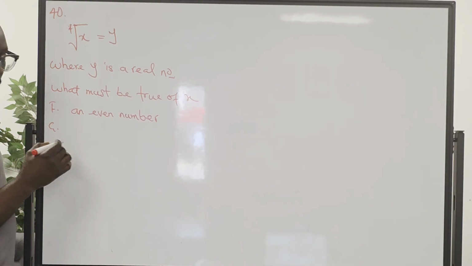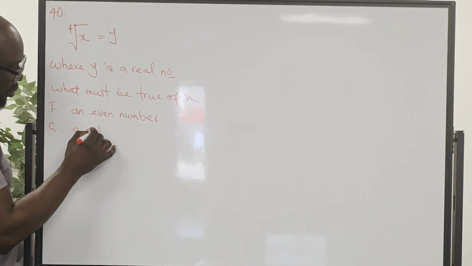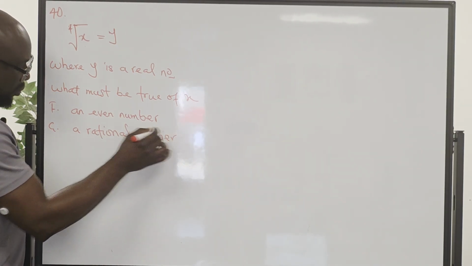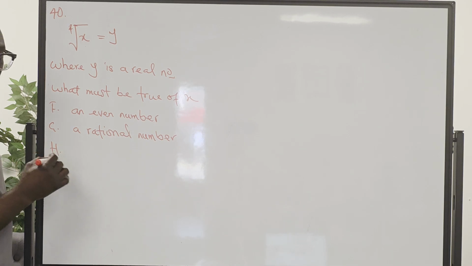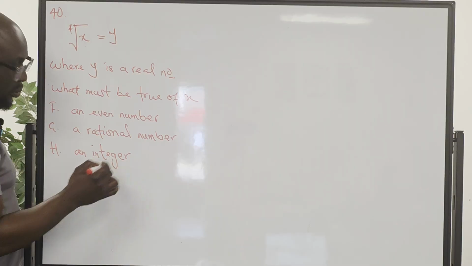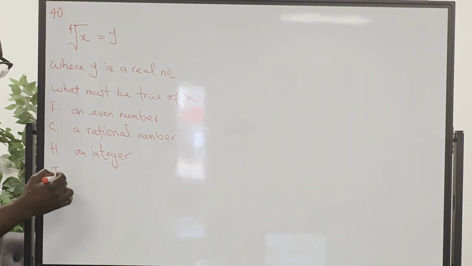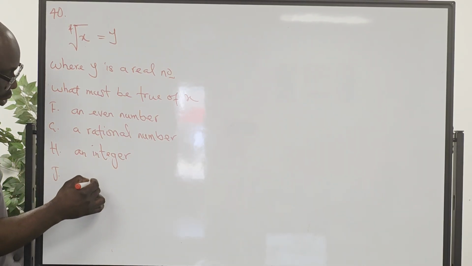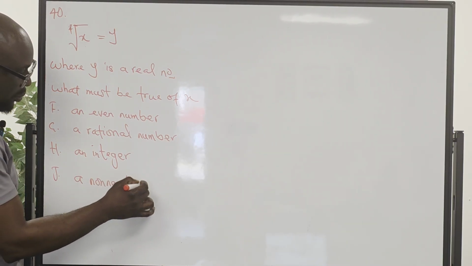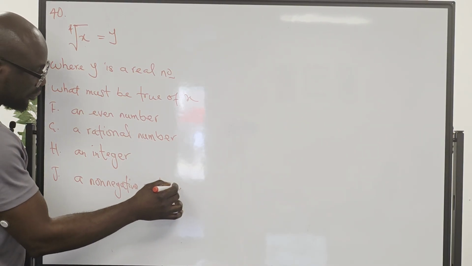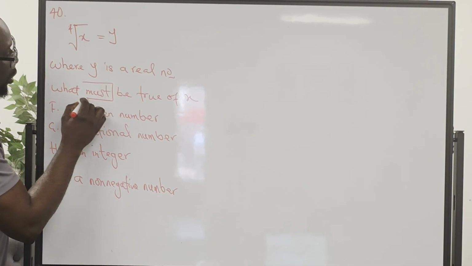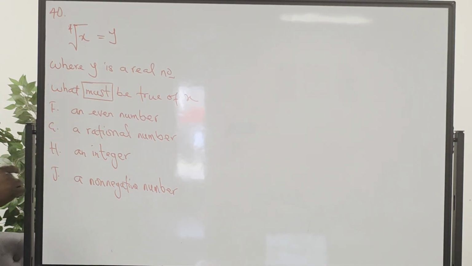G, they said x is a rational number. H says x is an integer. And then J says x is a non-negative number. In the question, they said what must, and this must was in bold letters. What must be true of x?